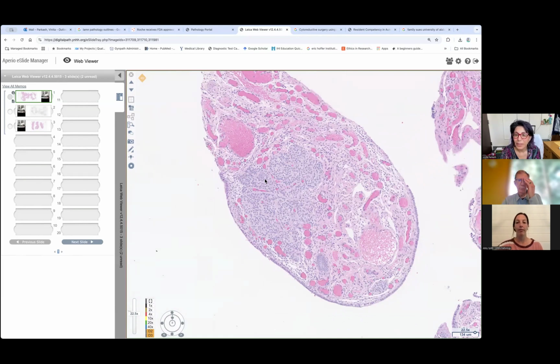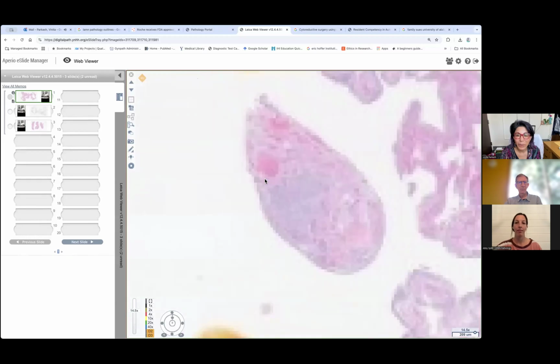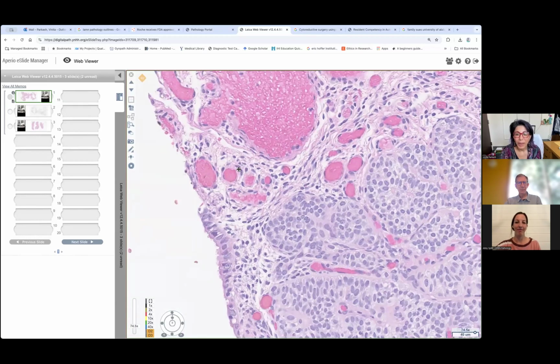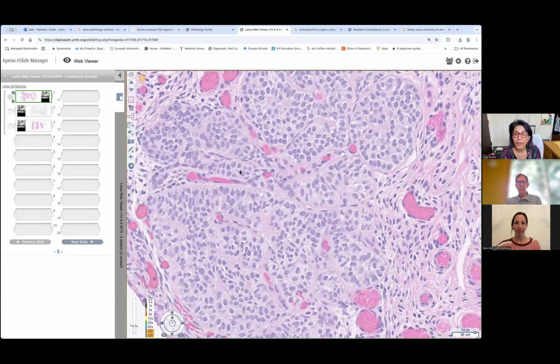I don't know, does anybody want to comment? So just descriptively, it's a very small cluster of cells. I think it measured maybe 3 millimeters, less than 5 millimeters. It seems to be clusters of cells with slightly cleared out cytoplasm, low grade. But you can clearly see these nuclear grooves here. Any thoughts?